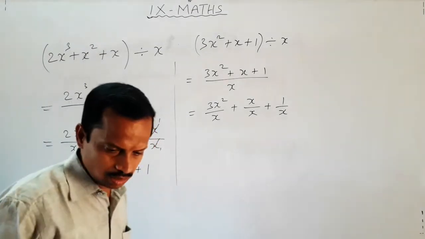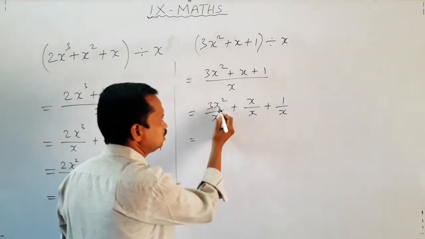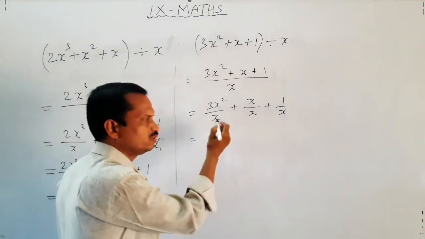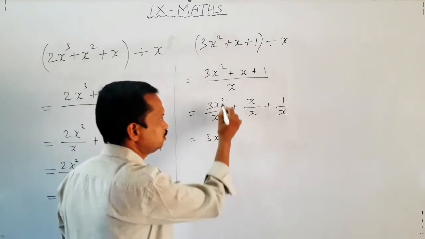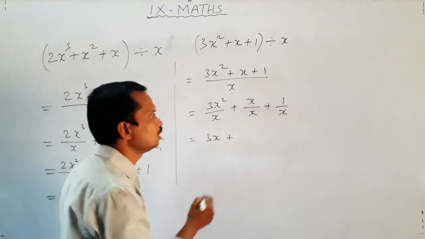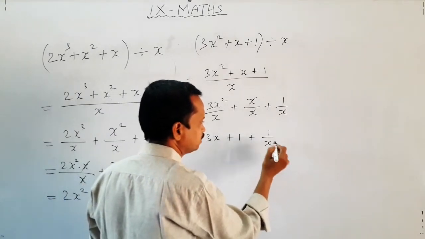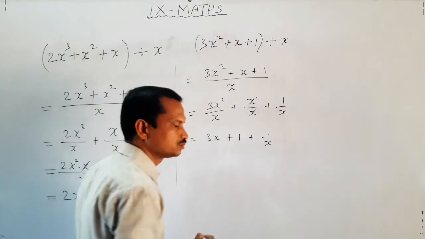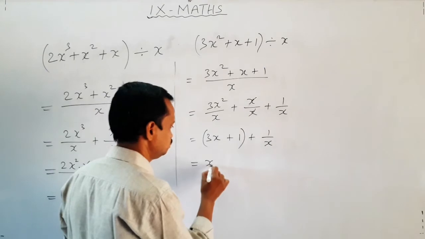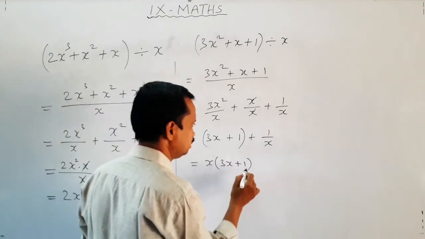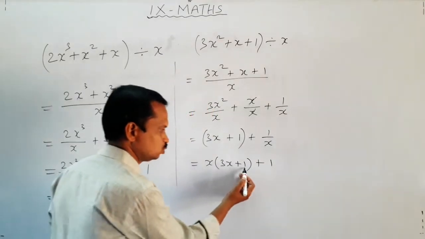So to avoid that, if you proceed, what happens? Here x square and in the denominator x. If you cancel 1x, what happens? 3x you will get. Both in numerator and denominator, if we cancel x, you get 3x. And here it is cancelled, so 1. And here 1 by x is there. So to avoid this, put a bracket and you can write like this: x into 3x plus 1, plus 1.